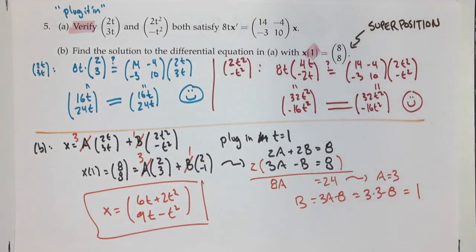Any questions? I think I see some questions. How do you know that just the two solutions you were given make all of the possible solutions x? How do I know just these two make all the possible solutions?